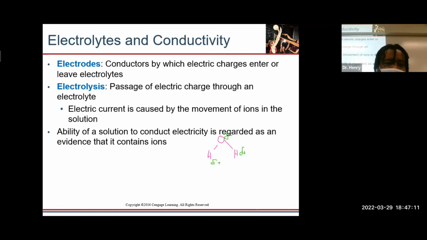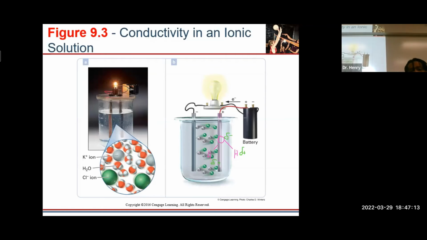Okay, so here we have potassium chloride. Potassium chloride normally is connected, so it's an ionic bond. And as soon as we put it in water, it separates. Okay. Now when it separates and we put in our electrodes, this is our negative electrode, this is our positive electrode. So the negative electrode will attract the positive, right? And then the positive electrode will attract the negative. So they'll get organized, right?